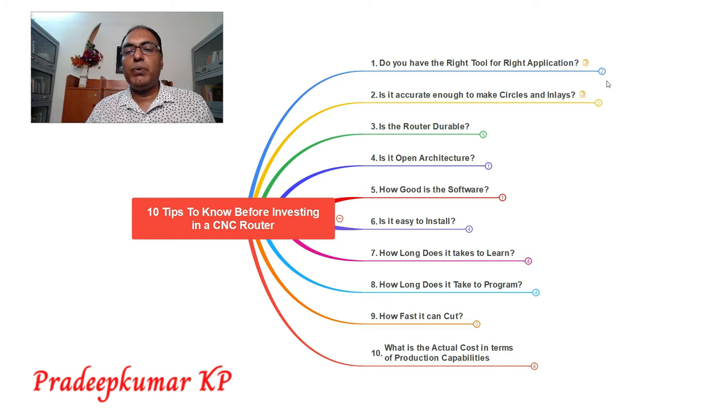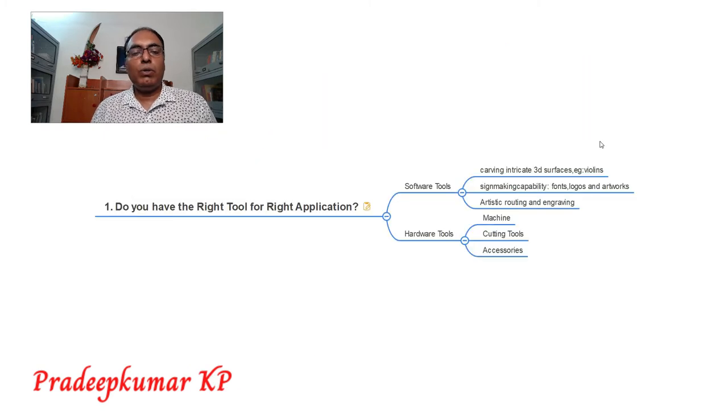So the first point is, do you have the right tool for the right application? The right tool for the right applications. We have the software, and the main is machine tools. I have divided tools into 2 types: software tools and hardware tools. Software tools are CAD/CAM software and the controller software and all. In software tools, mainly in the CAD/CAM software, different kinds of CAD/CAM software are available. A number of companies are providing CAD/CAM solutions.